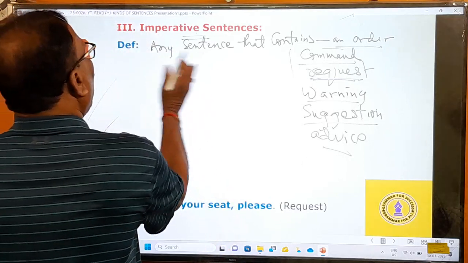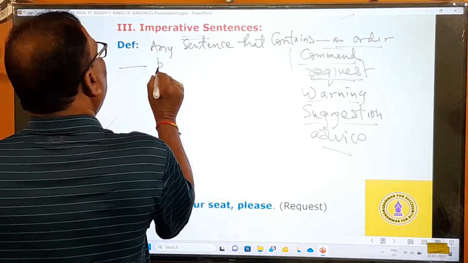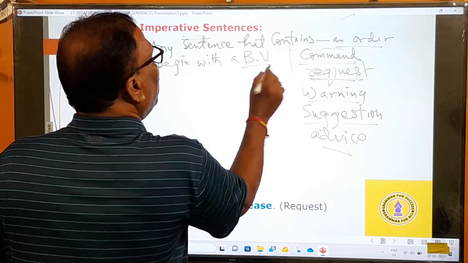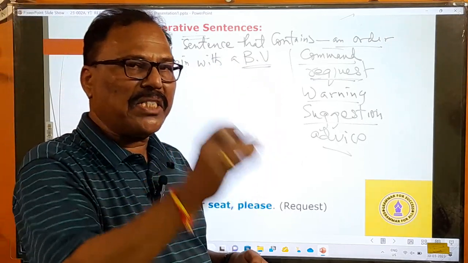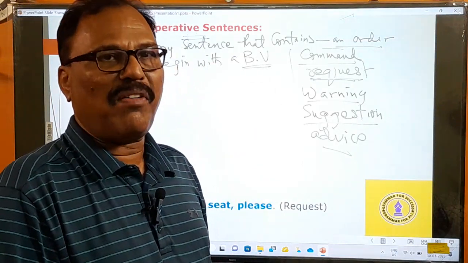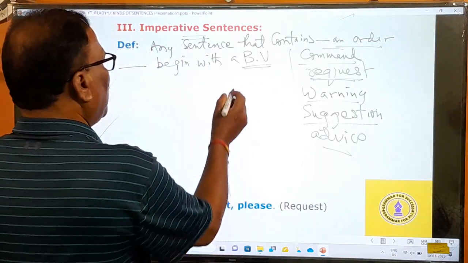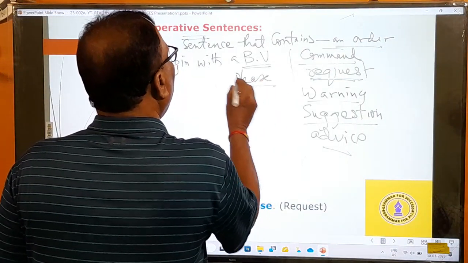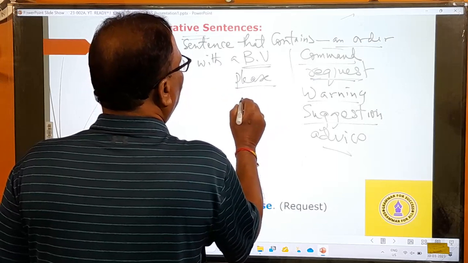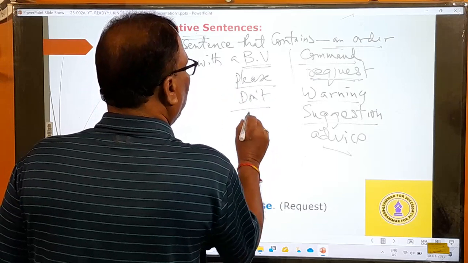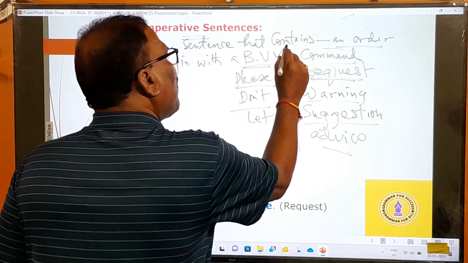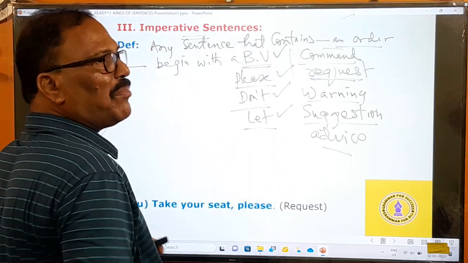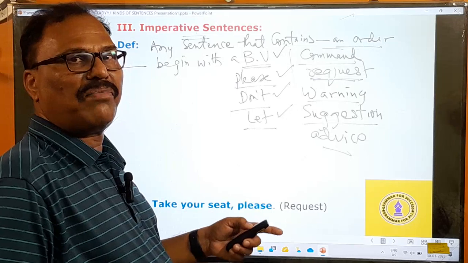They generally begin with a base form verb. BV means base form verb. The first form of the verb is called a base form verb. They always begin with a base form verb. That's number one. They begin with don't. They begin with let. They begin with the base form verb. They begin with please. They begin with don't. They begin with let. They begin with any one of them. That's one of the features of these sentences.